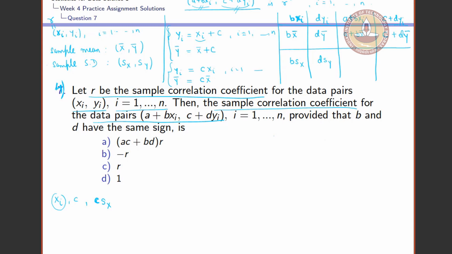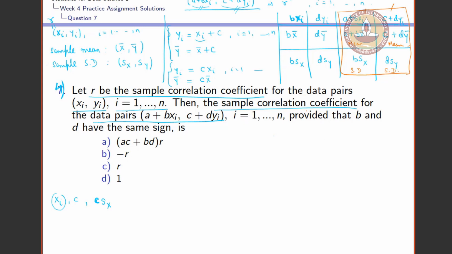Now you are adding a constant to bxi. Since adding a constant doesn't change the standard deviation, the new standard deviation will remain the same. That will be b of sx and d of sy. So this was our data point a plus bxi and c plus dyi. This is our mean, this is our mean. This is our standard deviation, and this is also our standard deviation.